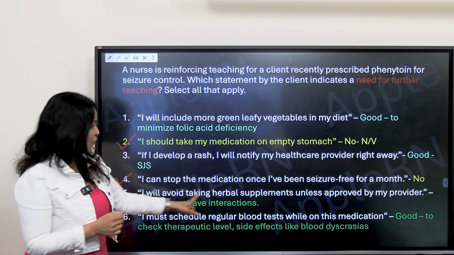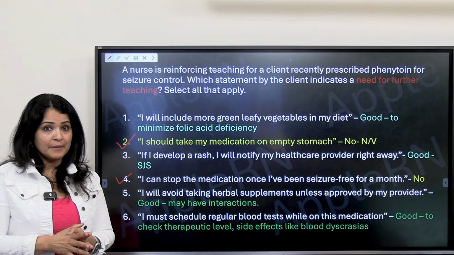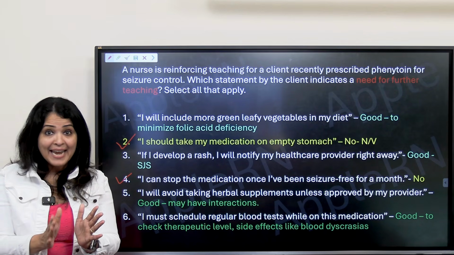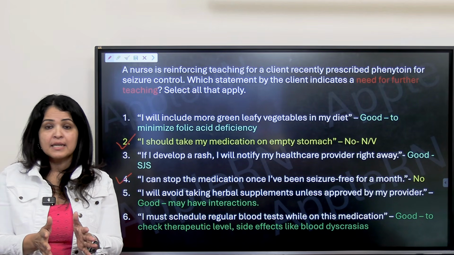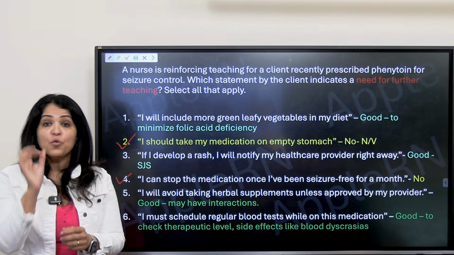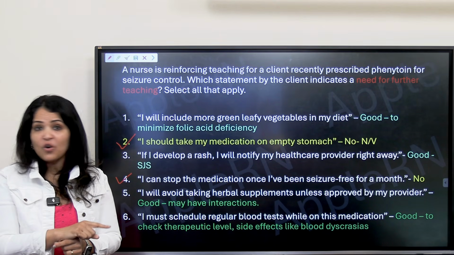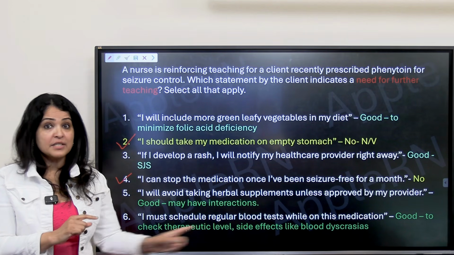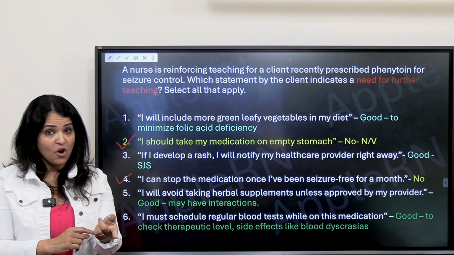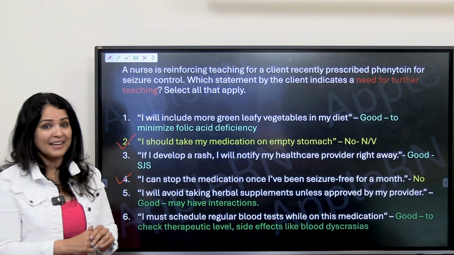Now, 5th one, I will avoid taking herbal supplements unless approved by my provider. Okay, that is a good thing. The patient is saying, I will not take any herbal supplements unless my doctor says it's okay to take them, which is a good thing. Okay, and because it's a good thing, it's not going to be our answer. Because this patient knows that they should not be taking anything themselves. They should run it with the doctor first. And if the doctor says okay, then only they should take it.